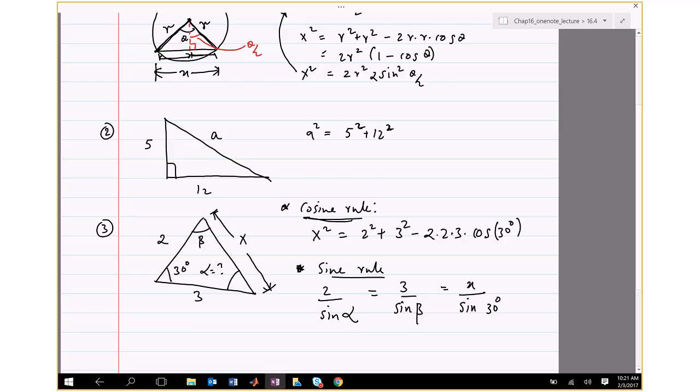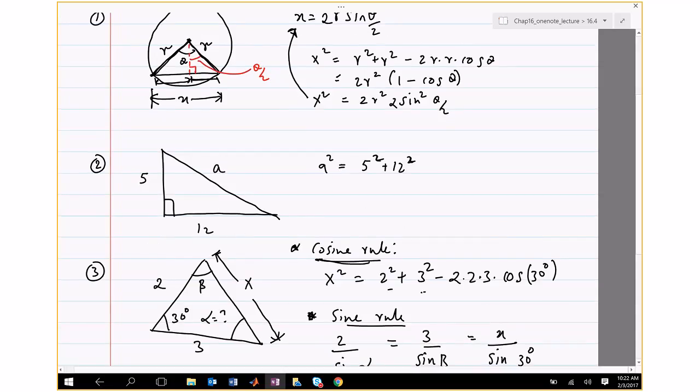In fact, you can actually derive the Pythagoras Theorem if you use the cosine rule. So if you put x equals a, then you'll get 5 squared plus 12 squared minus a term with the cosine of 90, which is 0. So you'll get the Pythagoras theorem from the cosine rule. So the cosine rule and sine rule are more important than the other ones. You can derive the other equations using those.